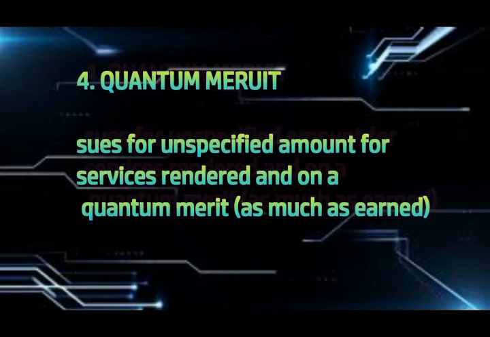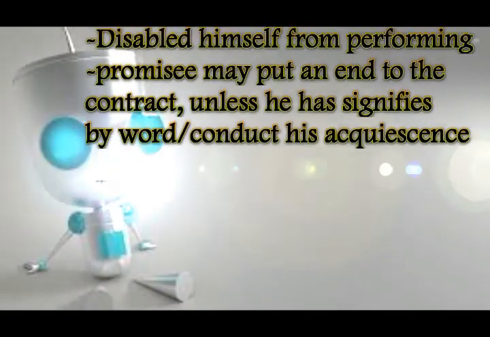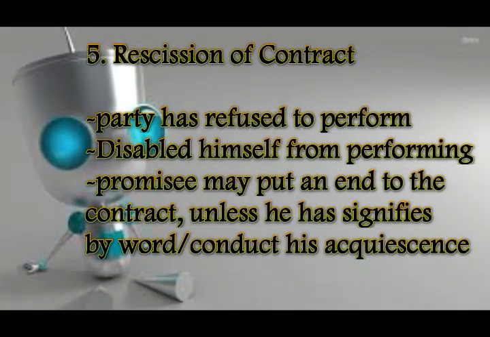The fourth subtopic, quantum meruit. Quantum meruit is used for an unspecified amount for services rendered, on a quantum meruit basis, which means as much as is earned. The last subtopic, rescission of contract. The characteristic is that where a party has refused to perform or disabled himself from performing, the promisee may put an end to the contract, unless he has signified by words or conduct his acquiescence.